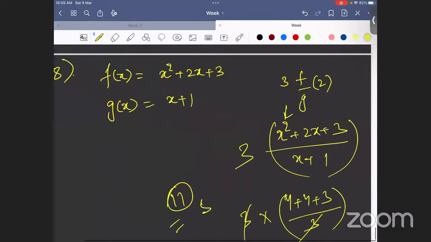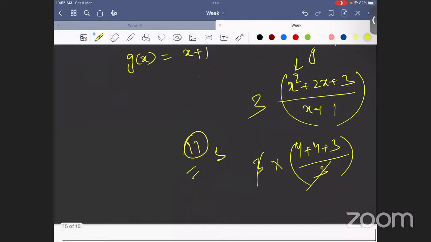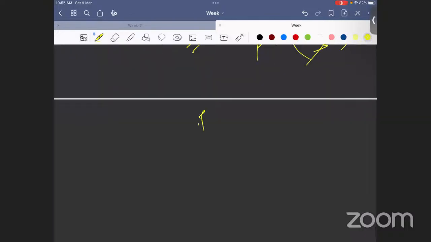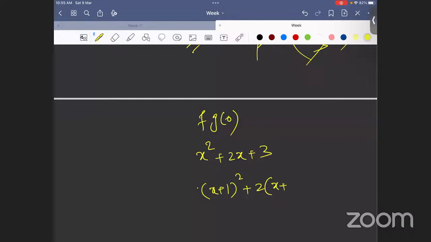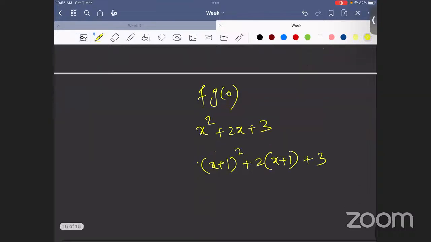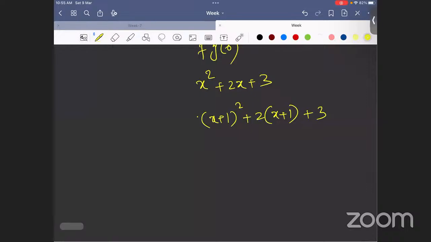Sir, in the second sub question, it was asked fg of 0. I'm getting 3, but the correct answer is 6. Okay, so if you are putting x square plus 2x plus 3, and in that x you are putting x plus 1, so (x plus 1) whole square plus 2 times (x plus 1) plus 3. If you put 0, so 1 plus 2 plus 3. So 6, right?